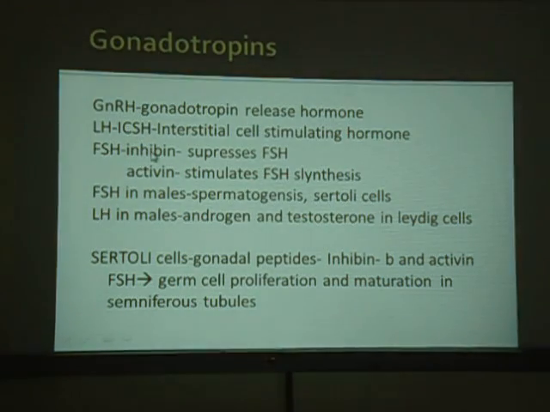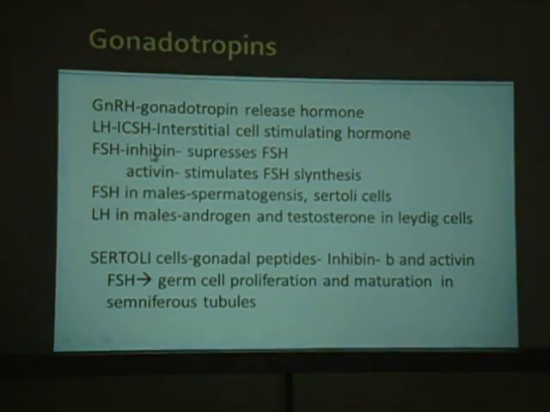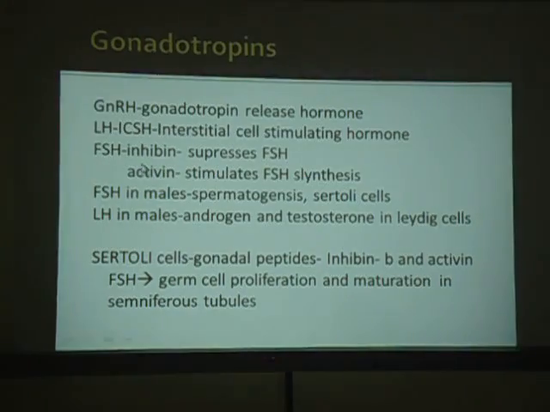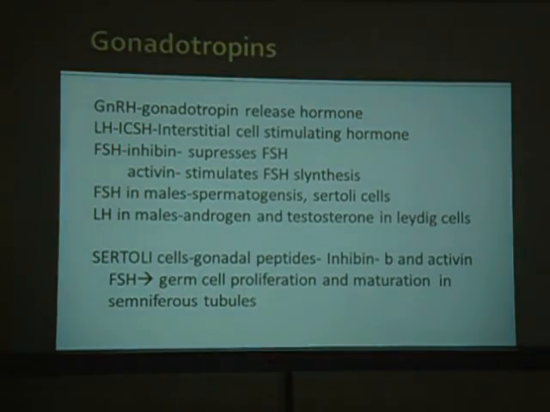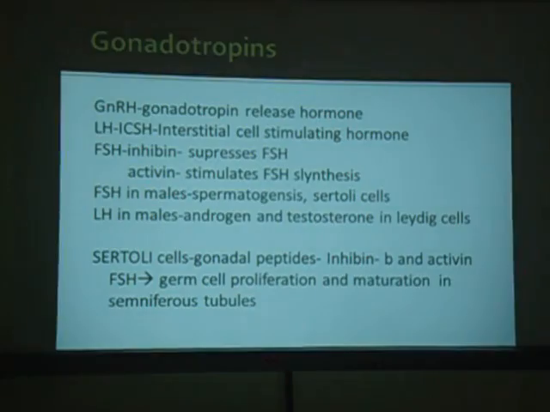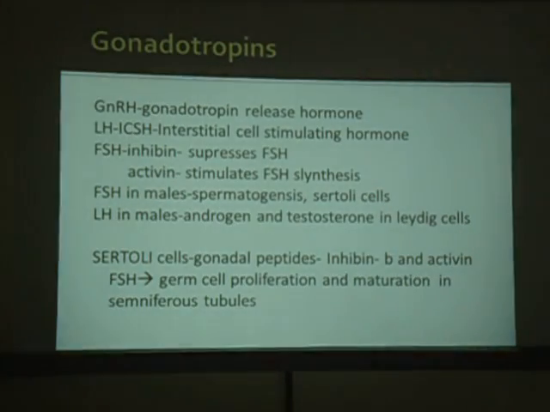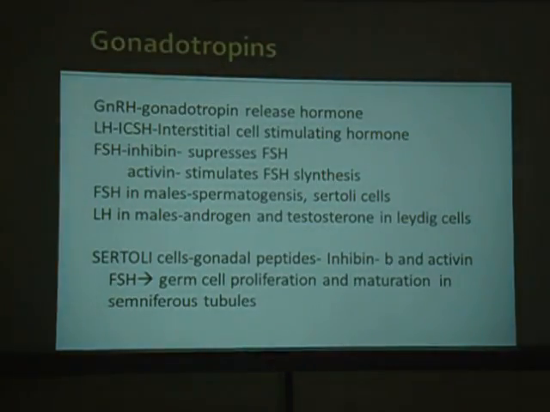FSH, follicle stimulating hormone, has inhibin and activin. This is the feedback mechanism associated with FSH. Inhibin, if it is secreted, has both long loop feedback mechanism and also short loop feedback mechanism, where it goes and inhibits both the pituitary gland and the hypothalamus.